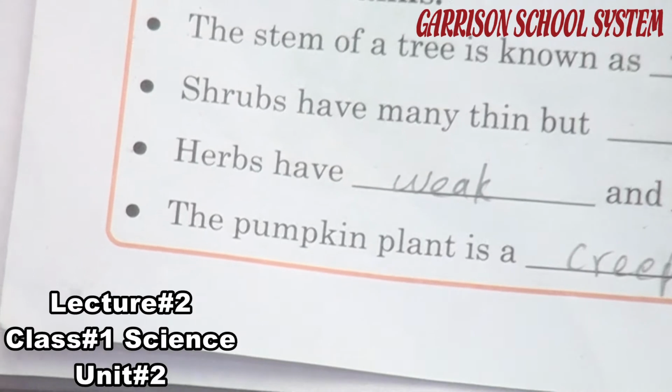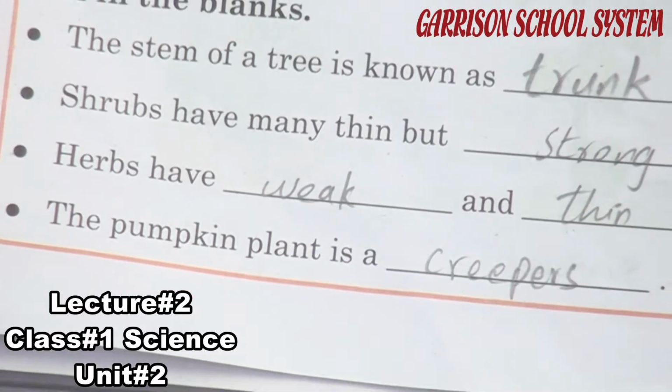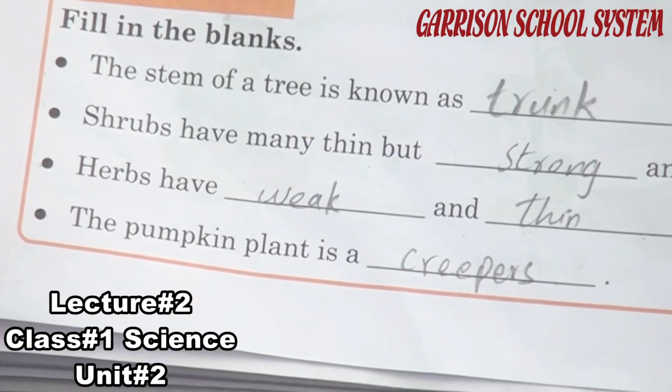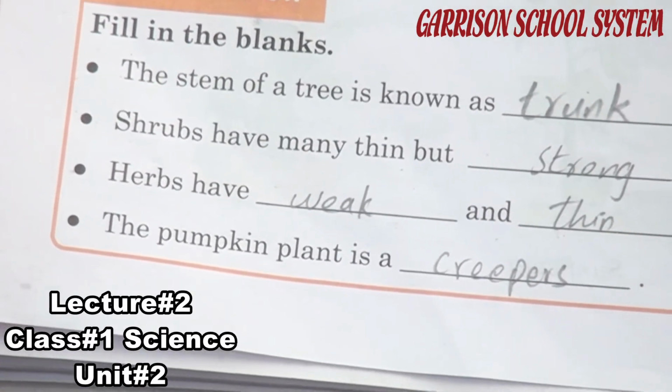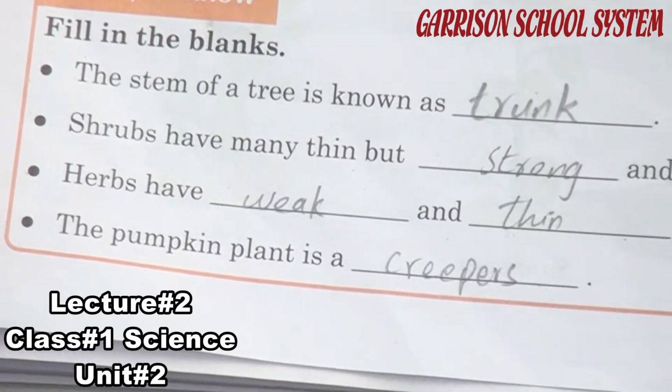Number 3, herbs have dash and dash stems. Weak and thin. W-E-A-K, weak. Thin, T-H-I-N, thin. Number 4, the pumpkin plant is a dash. Creeper. C-R-E-E-P-E-R.